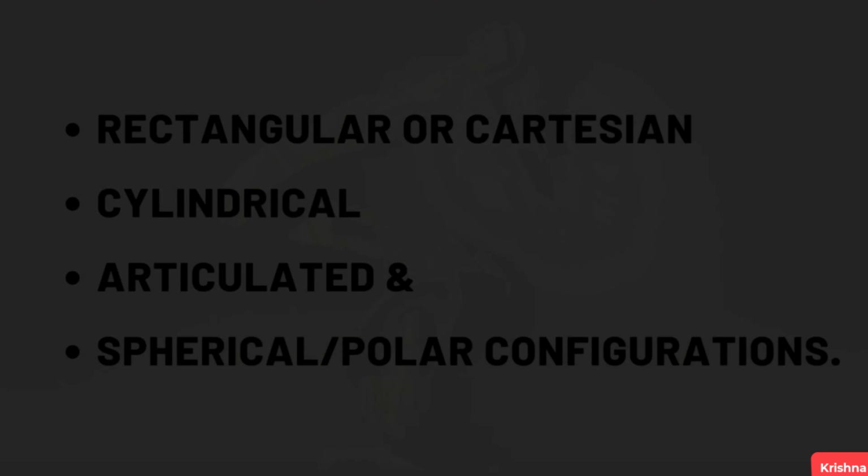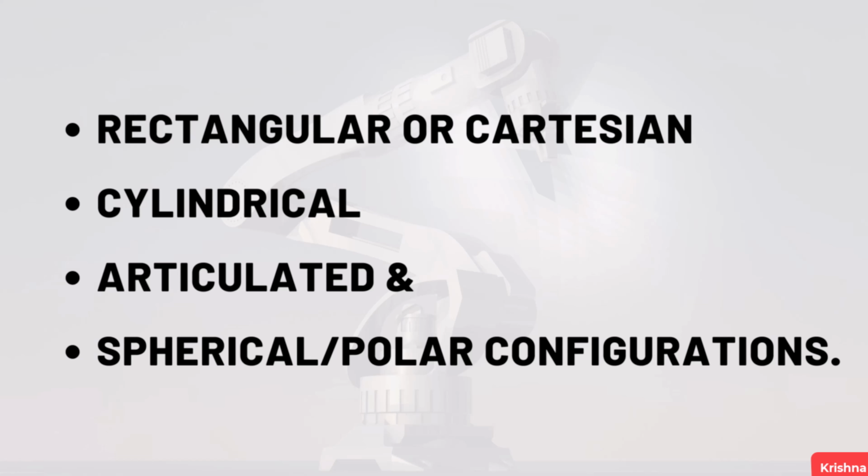Now, as far as robotic configuration is concerned, corresponding to the reach, or the first 3 joints in the robot, we have 4 basic configurations. First is rectangular or Cartesian, second is cylindrical, third is articulated, and fourth is spherical or polar. Let's understand them one by one.